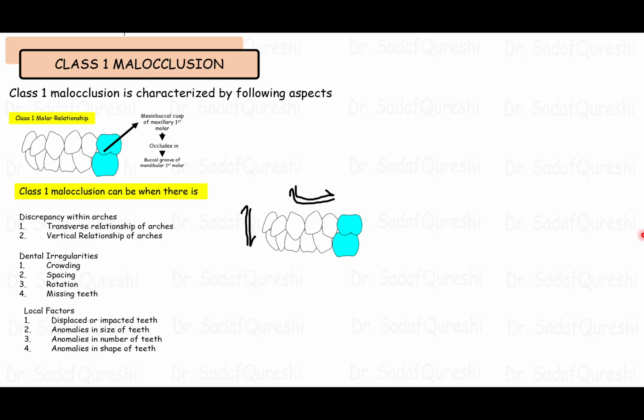The next factor for class 1 malocclusion is local factors. That may be displaced or impacted teeth, anomalies in size of teeth, anomalies in number of teeth, and anomalies in shape of teeth. Any of these things can cause class 1 malocclusion.